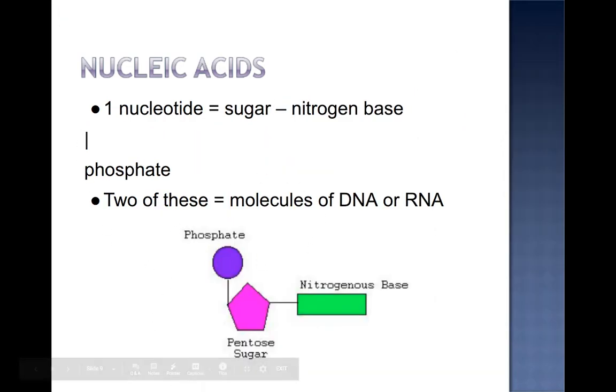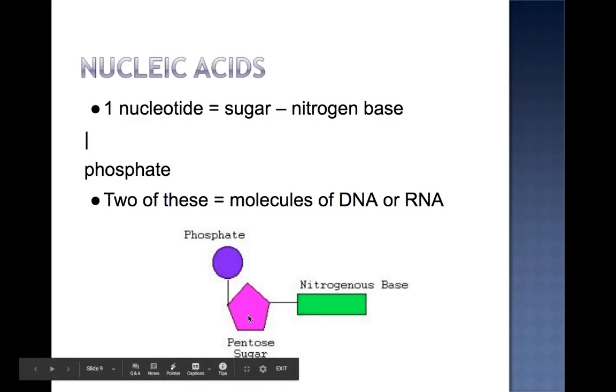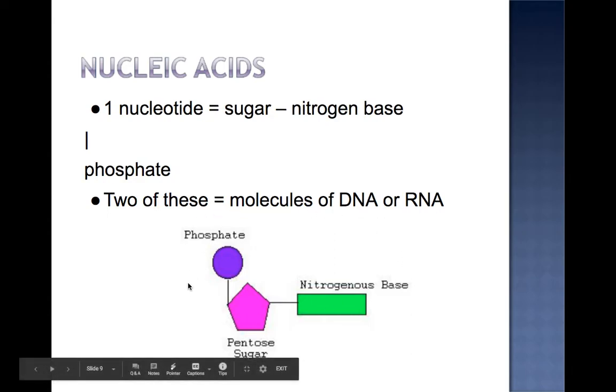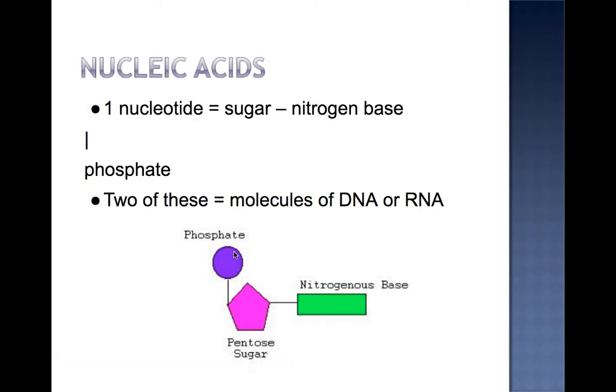And here is your picture of your nucleotide. Here's your sugar. It's a pentose sugar, meaning it has 5 carbons, your phosphate, and your nitrogen base. So one nucleotide equals a sugar, a nitrogen base, and a phosphate. Two of these molecules make up DNA or RNA. So one of these molecules makes up one component of a nucleic acid. And DNA stands for deoxyribonucleic acid. RNA stands for ribonucleic acid.